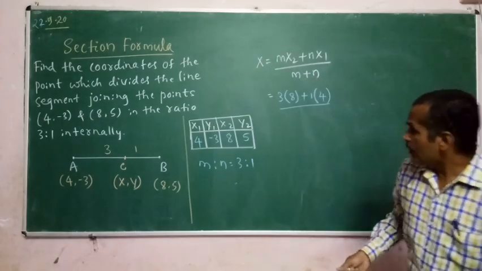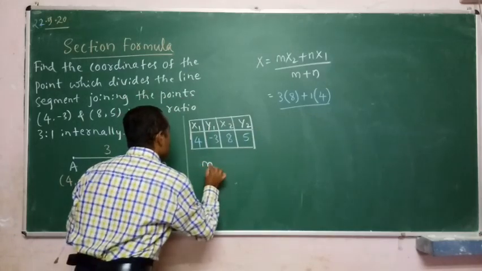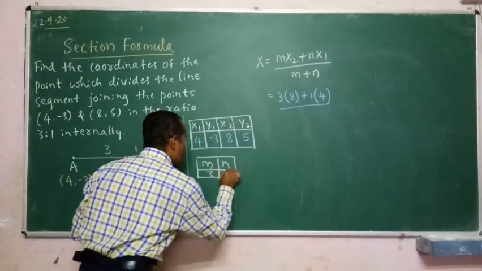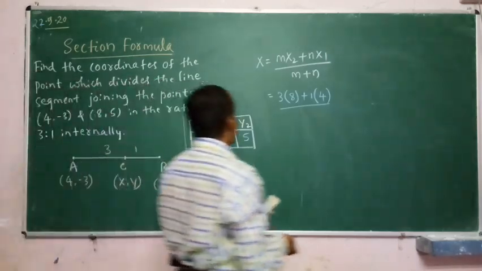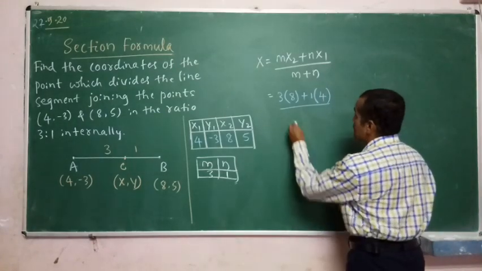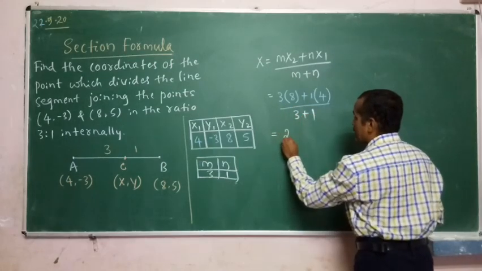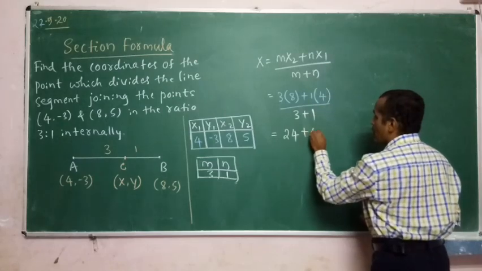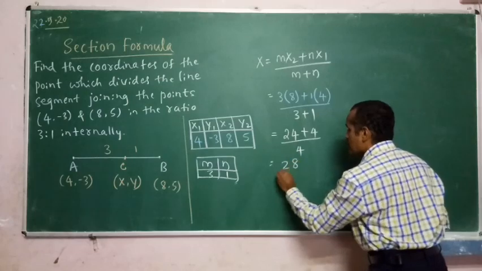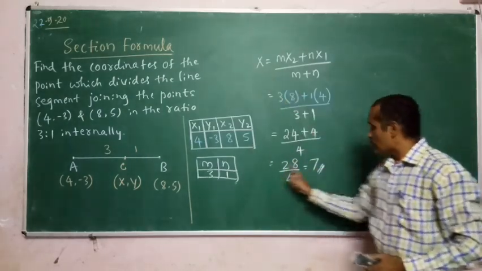If you want, you can write m is to n, 3:1, like this also. Divided by m plus n, 3 plus 1. 3 eights are 24, 4 ones are 4, so 28 divided by 4. The answer is 7. So the value of x is equal to 7.